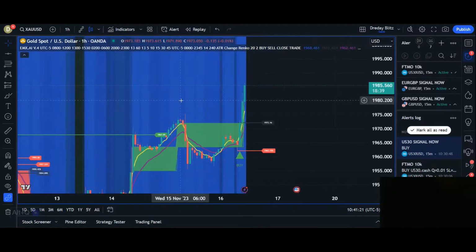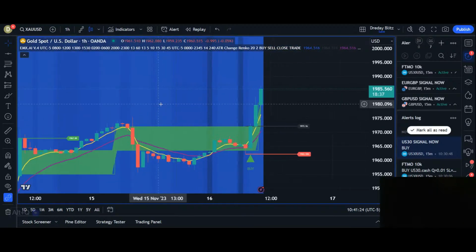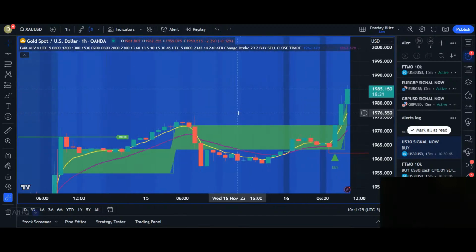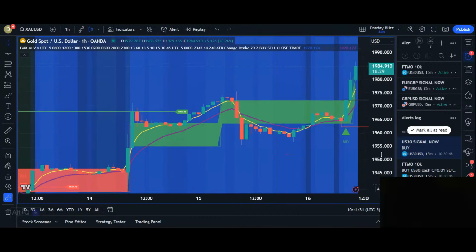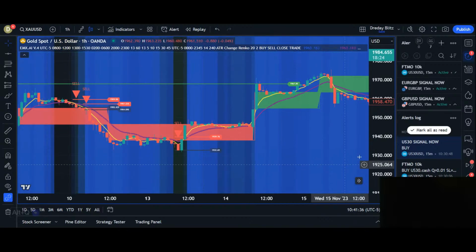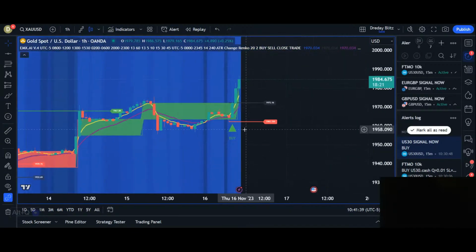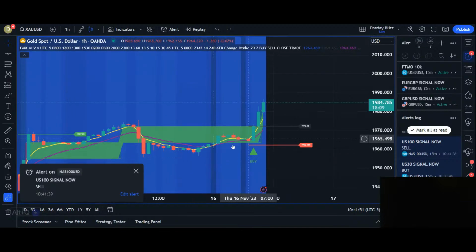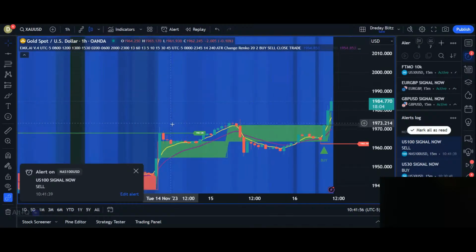So let's look at the current market. As you can see, we were bullish basically this morning on gold. So at 8 o'clock New York time, we had a buy signal, and it's still going up.